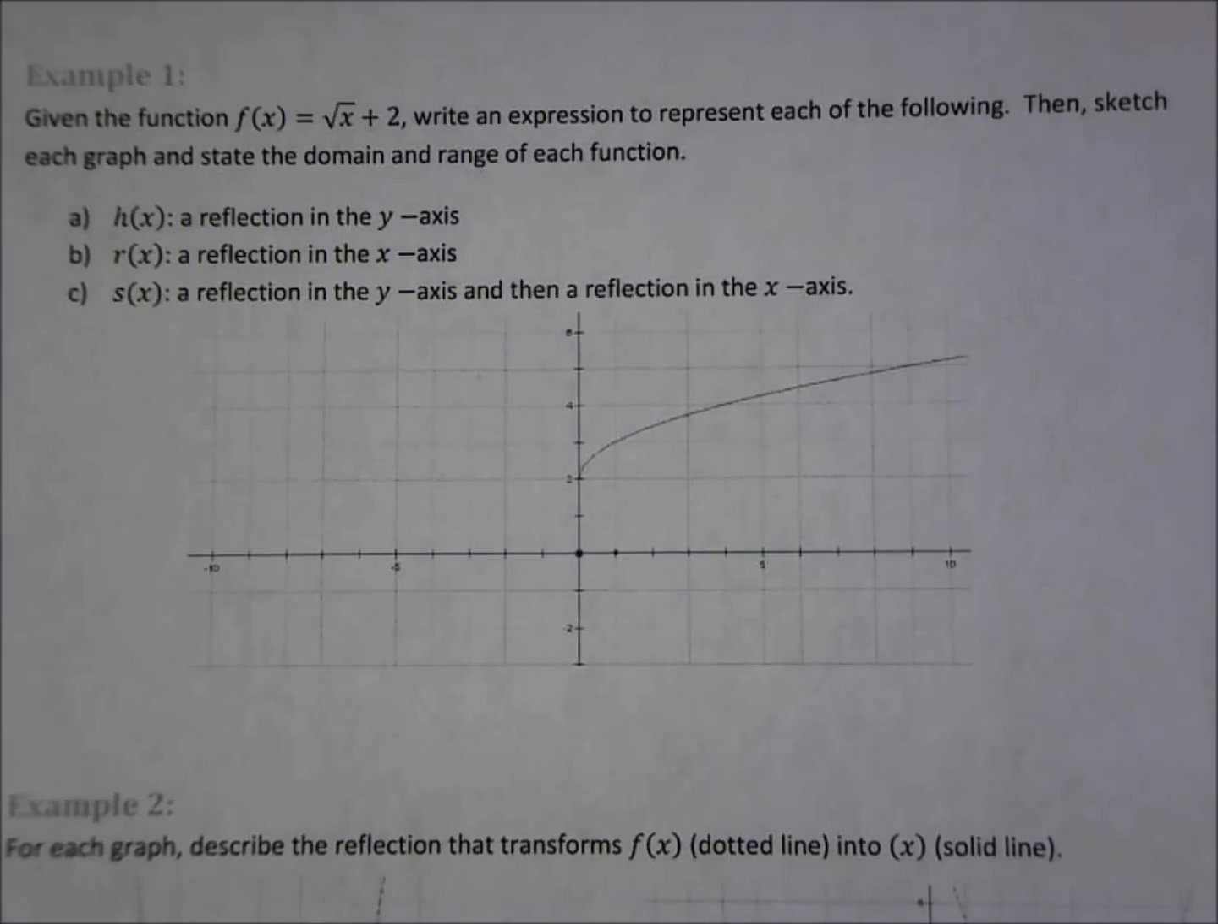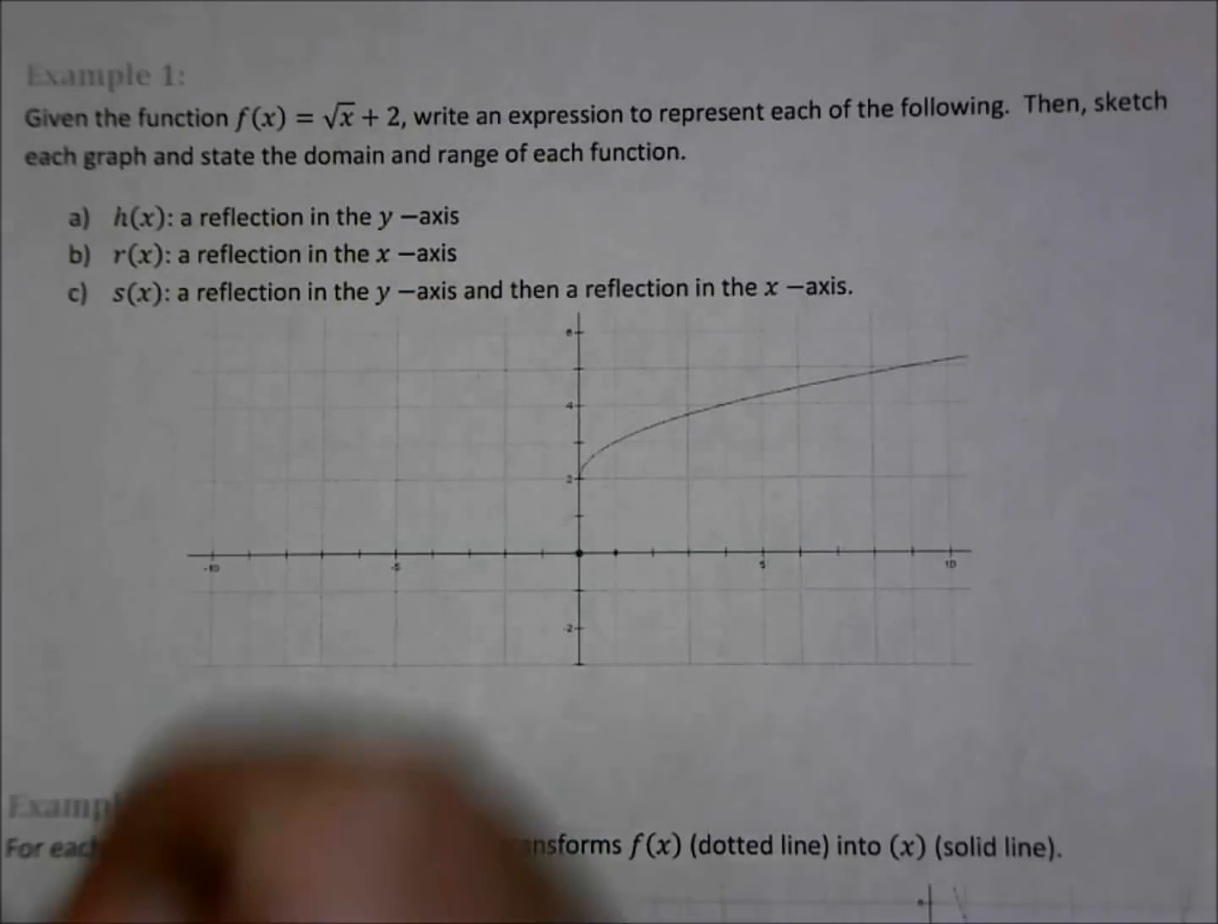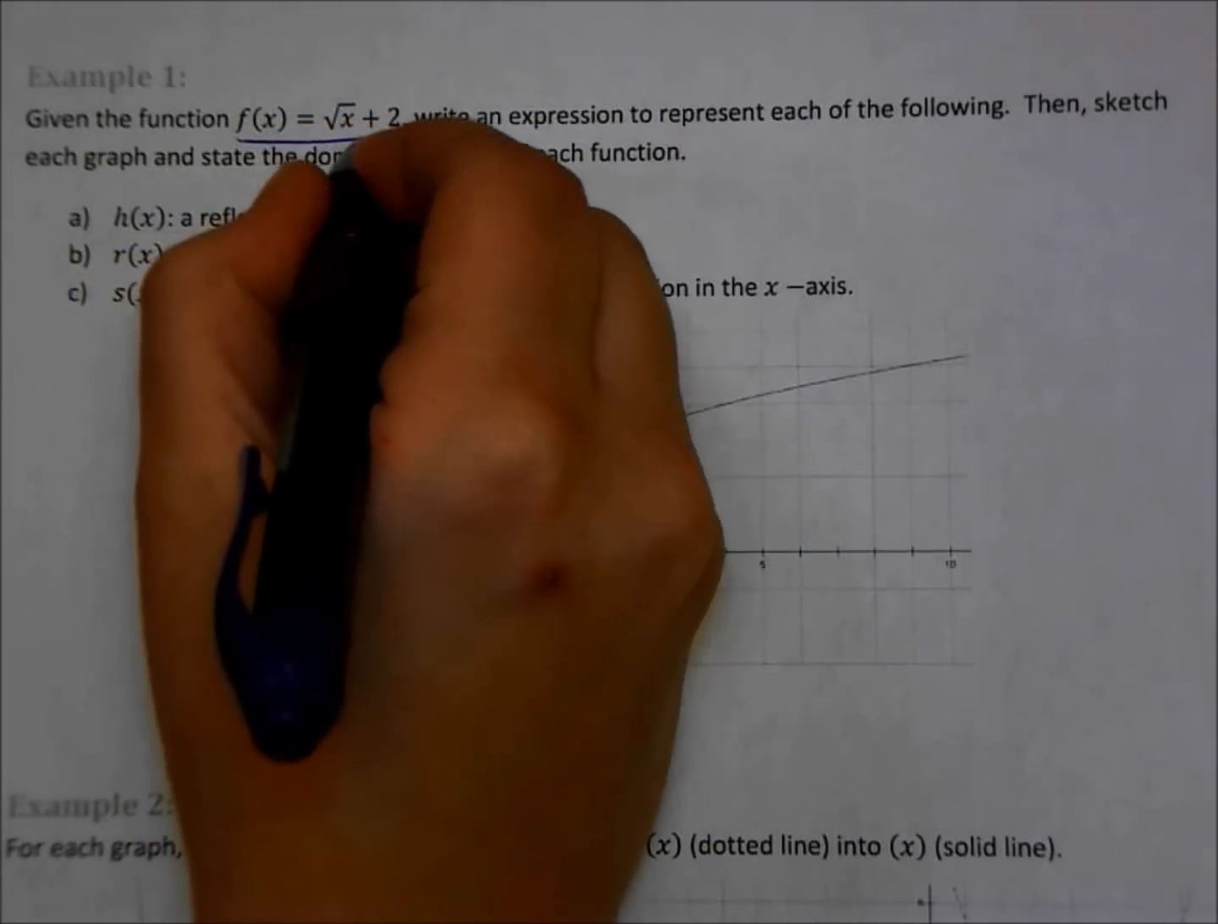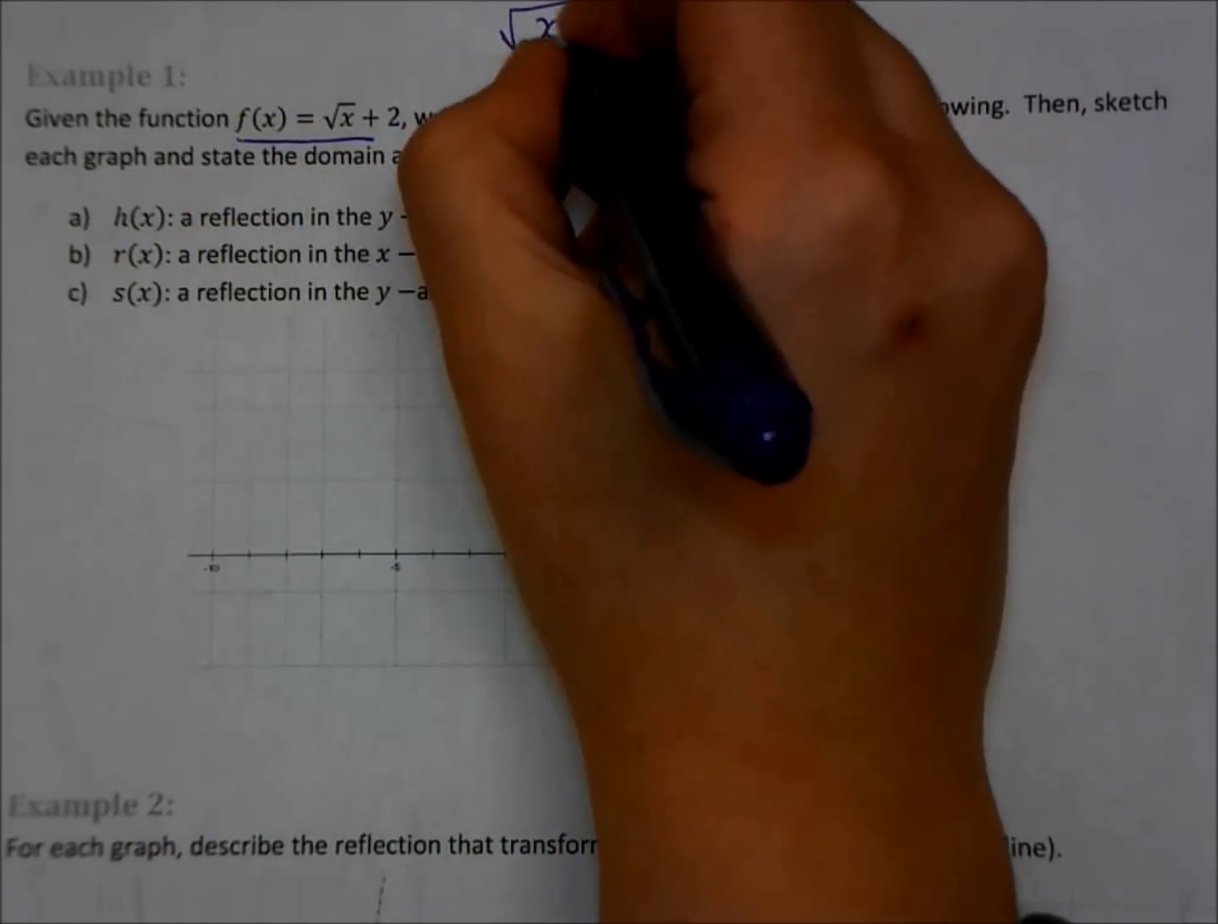Our first example: given the function f(x) equals square root of x plus 2, write an expression to represent each of the following. Then sketch each graph and state the domain and range with each function. So let's try to remember, think back. The parent function is square root of x.